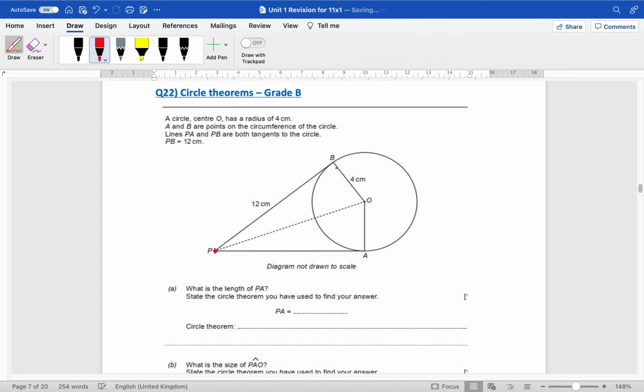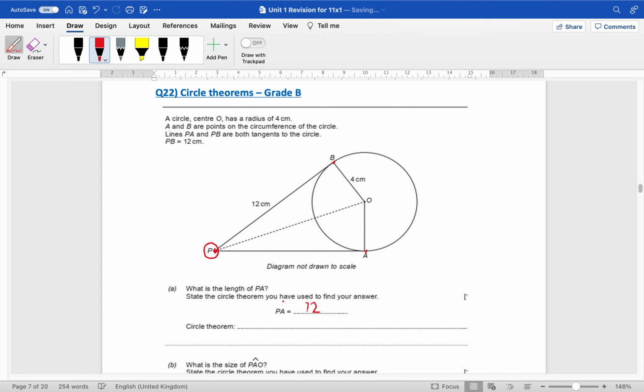These lines that come along and touch the circle at a point are called tangents. We've got two tangents here coming from the same point, P. And the first circle theorem is two tangents from the same point are equal in length, okay? So when it says what is the length of PA, you can write, well, P to A is 12 because two tangents from the same point are equal in length. Second circle theorem, if you've got a tangent and then it goes from where it hits the circle up to the middle, it's like a radius, that makes a 90-degree angle. So does this one. So what is the size of P to A to O?